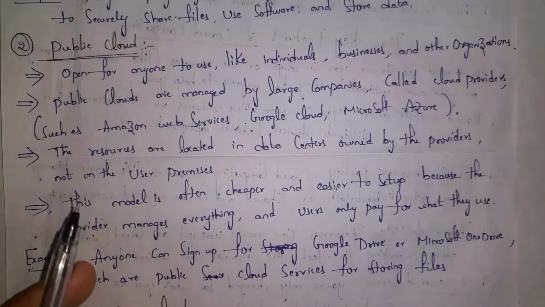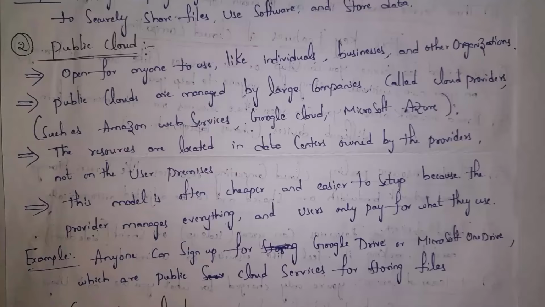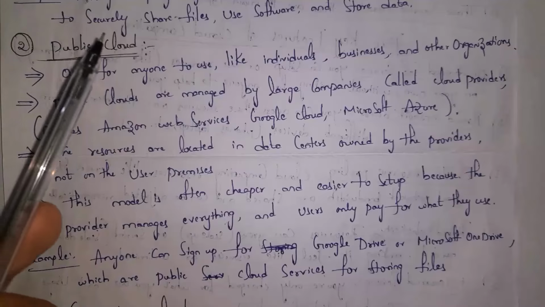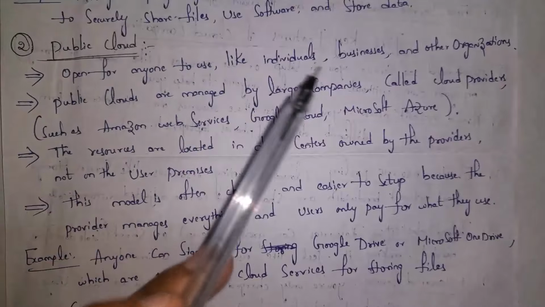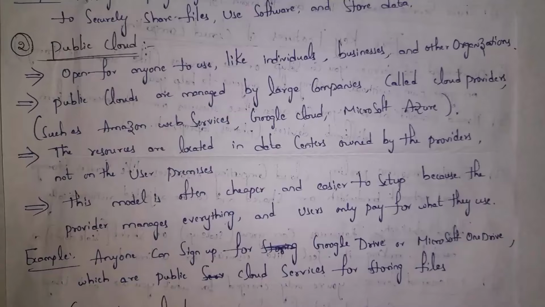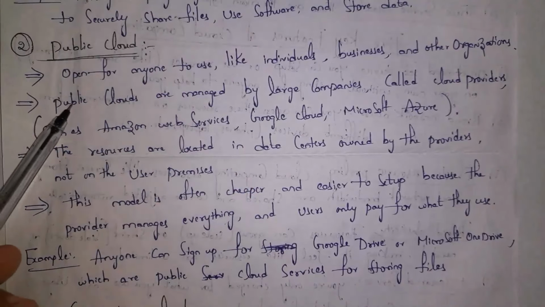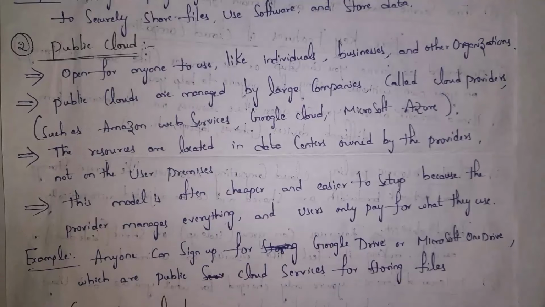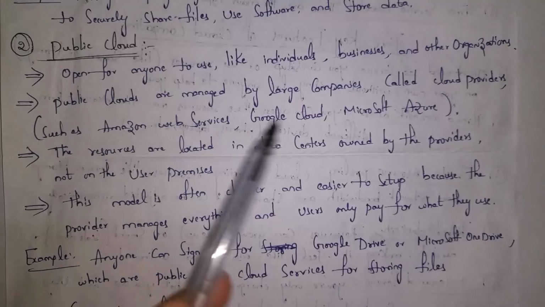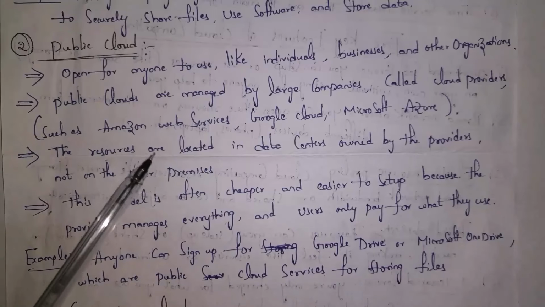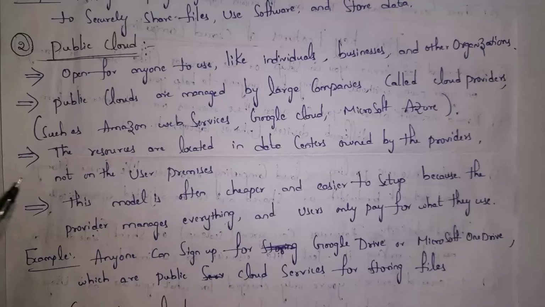And the second one is public cloud. Public cloud is available on the internet. Anyone can use that cloud. For example, AWS, Microsoft Azure and Google Cloud are all public clouds because we can directly use that cloud through the internet. So public clouds are open for anyone to use, like individuals, businesses and any organizations. Many organizations are using public cloud. Public clouds are managed by large companies called cloud providers, such as AWS, Google Cloud and Microsoft Azure. These resources are located in data centers owned by providers, not on user premises.